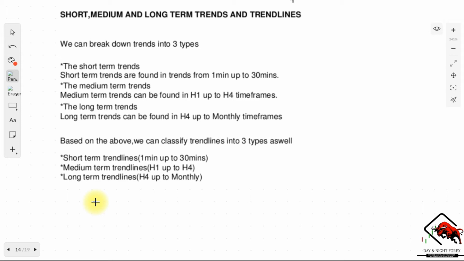Okay, so we can actually break down trends into three types. So we basically have the short, the medium, and the long-term trends and trend lines. The short-term trends are basically found on smaller time frames, from the 1 minute up to 30 minutes. Then the medium-term trends, we basically find from the 1 hour to the 4 hour time frames. And then lastly, the long-term trends, which are the most powerful, are actually found on the 4 hour time frame upwards to the monthly time frame.